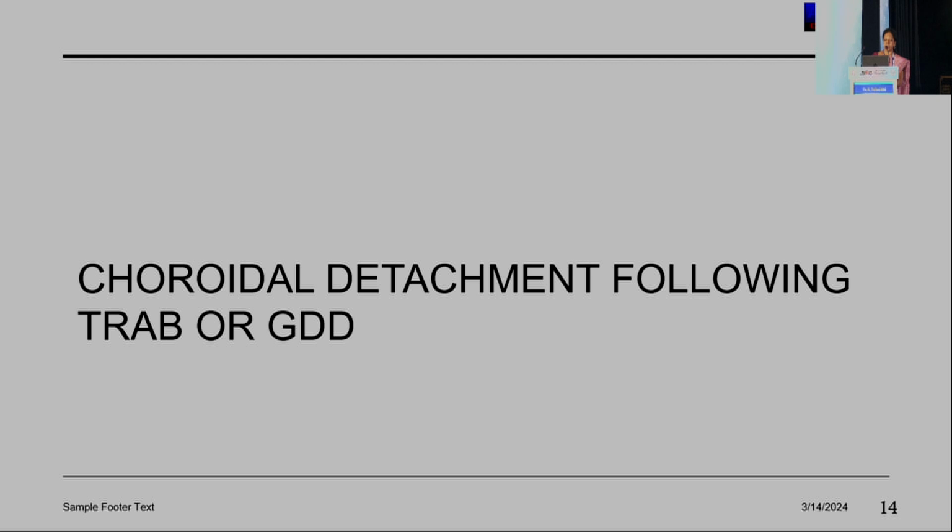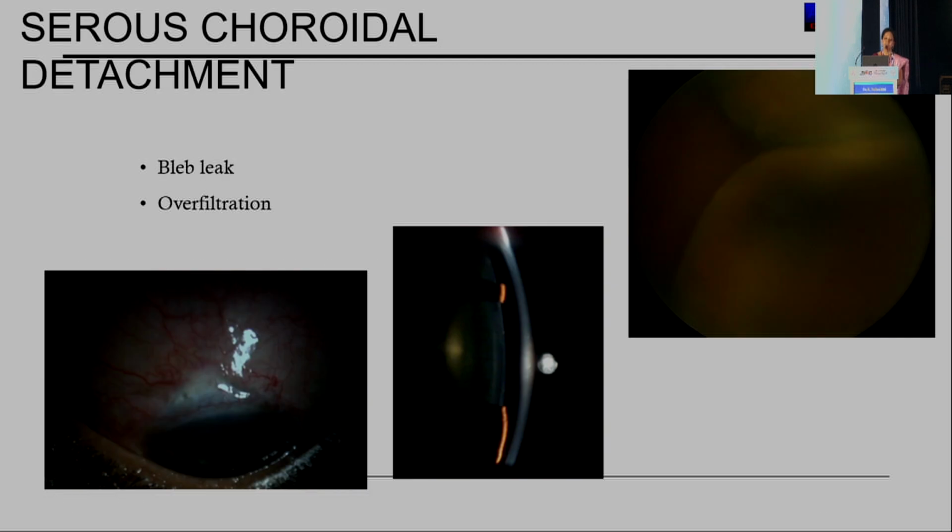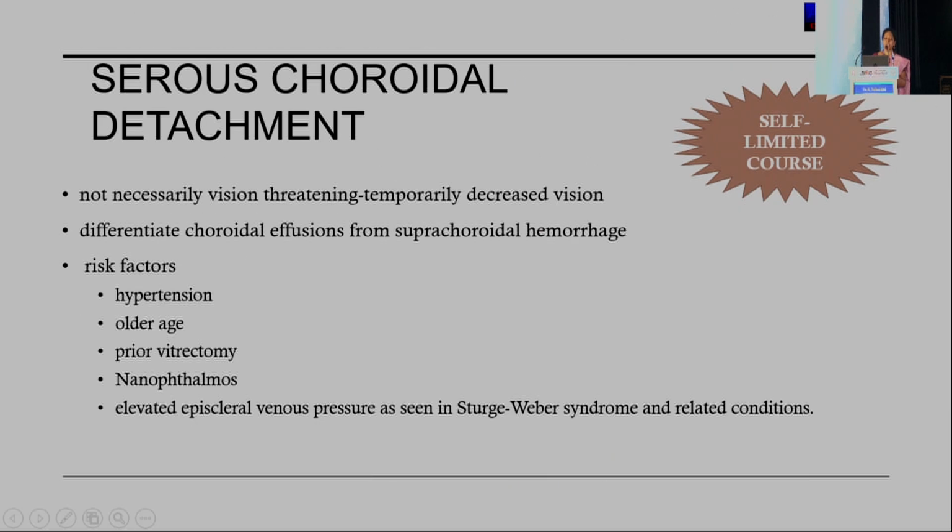Talking about choroidal detachment following surgeries for these secondary glaucomas, a serous choroidal detachment can occur following a bleb leak or overfiltration after a trabeculectomy. Here you can see the chamber is very shallow because of overfiltration, and you can see the kissing choroidals on fundus examination. It's not necessary to immediately drain the choroidal fluid. We can temporarily manage conservatively. You can use atropine eye ointment to help push the iris lens diaphragm backwards and allow the fluid to absorb.